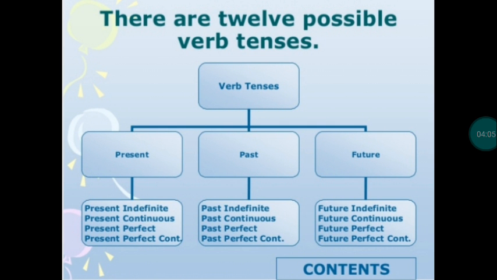Now, in each of these you have four different aspects or forms. In the first one, present: simple present, present continuous, present perfect and present perfect continuous. Again, in the past, we have simple past, past continuous or past progressive, past perfect and past perfect continuous tense. The same applies in the future. In the future, we have simple future tense, future continuous tense, the future perfect tense and future perfect continuous tense.